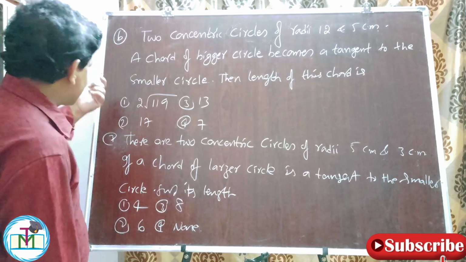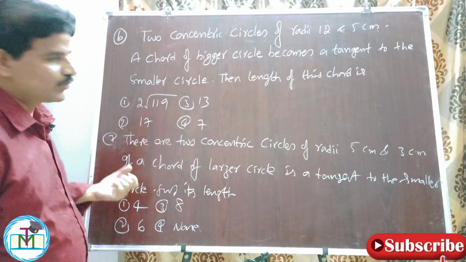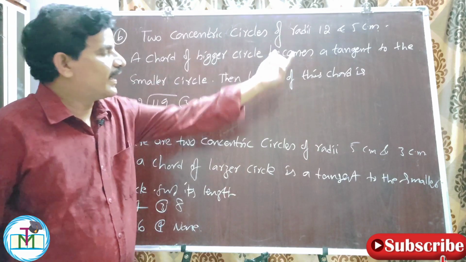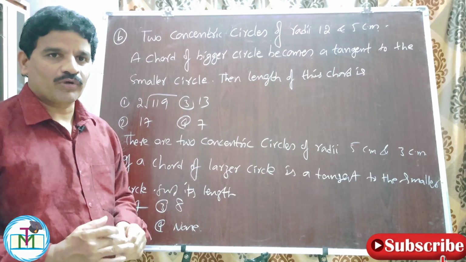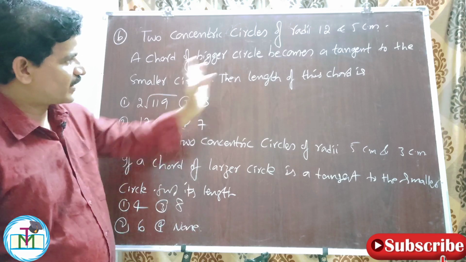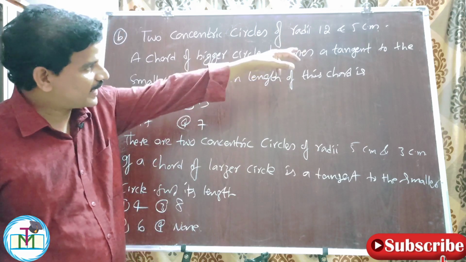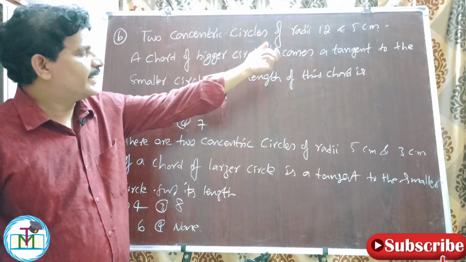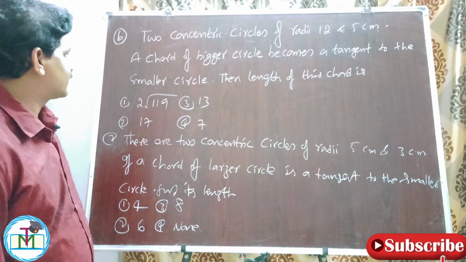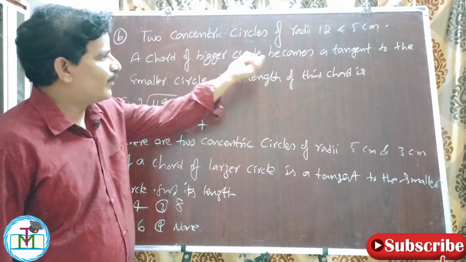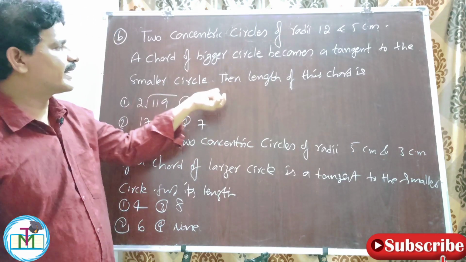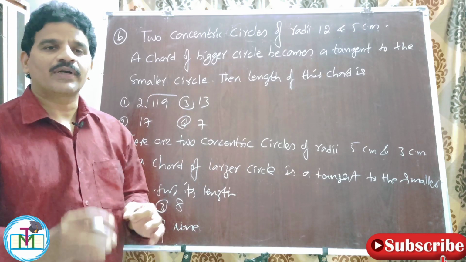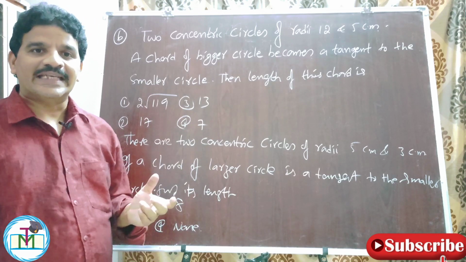Questions number 6 and 7 are almost the same problems using the same formula. Two concentric circles of radii, this is plural. The radius of the first circle is 12 centimeters and the radius of the second circle is 5 centimeters. Two concentric circles of radii 12 centimeters and 5 centimeters. A chord of the bigger circle becomes a tangent to the smaller circle. Then the length of the chord is, I gave you already one formula, 2 times under root r square minus d square.